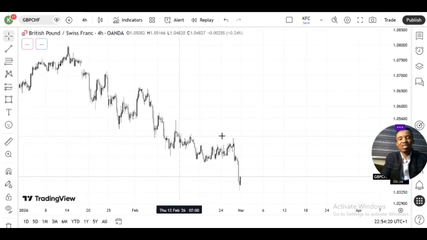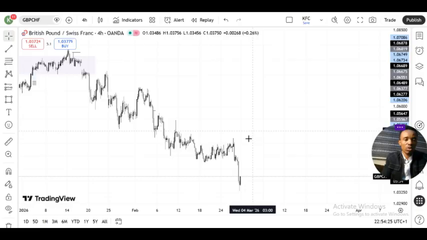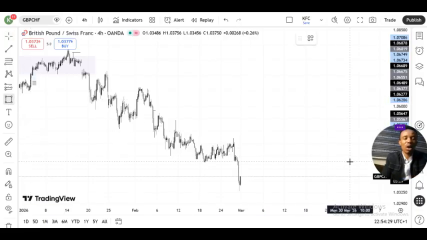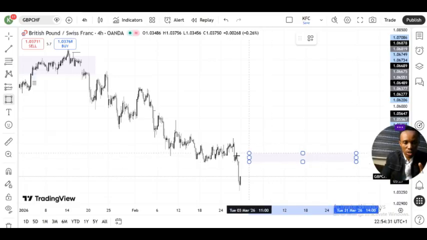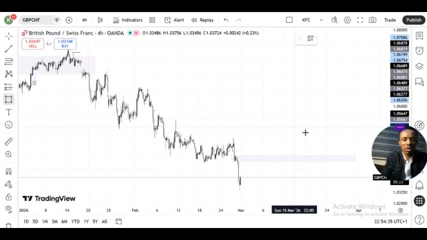Then the GBPCHF, you can see the direction of bias is very clear. I didn't even know it's done this massive breakdown. So this tells me I'll be trading GBPCHF very well at the opening of the markets for this new week. In fact, my attention is going to be on it much.